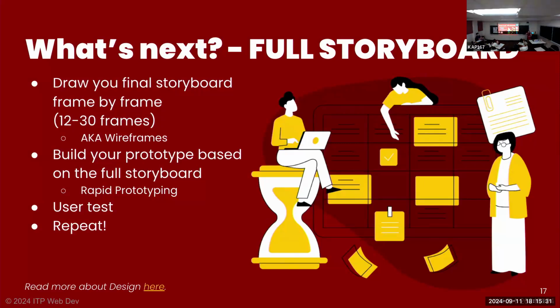All right, so we're not gonna do this part. That takes way too much time. In real life, once you've figured out what you're gonna be doing, then maybe as a product team, you're gonna start doing a full storyboard. Literally every single screen that a user would probably see on your app. It's usually 12 to 30 frames.